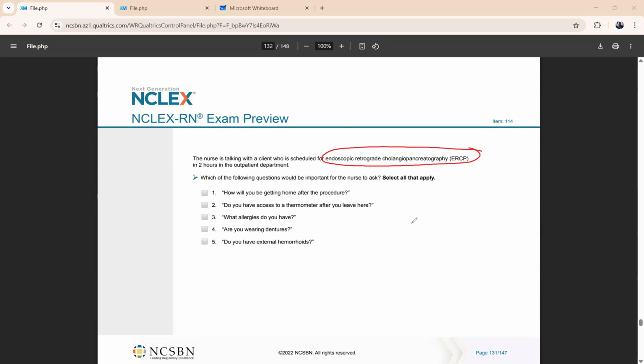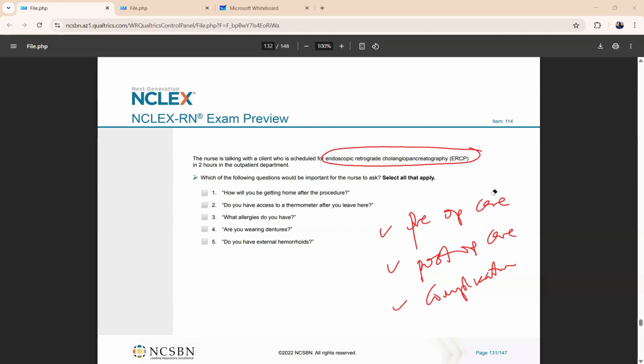All you should be thinking about is pre-op care, post-op care, and what? Complication. Right. Because anytime the NCLEX is testing you about surgery, it is testing you about pre-op care, post-op care, complication. Right. Nothing more. This is what you should be thinking.